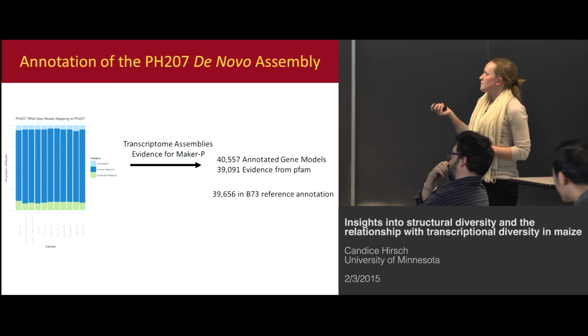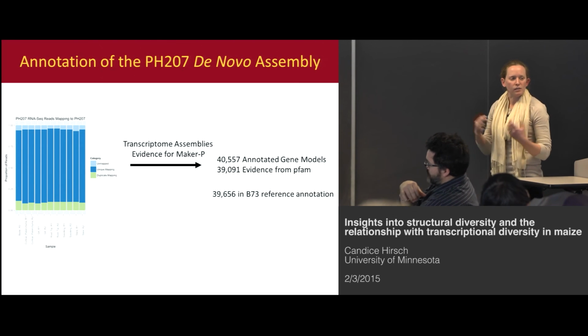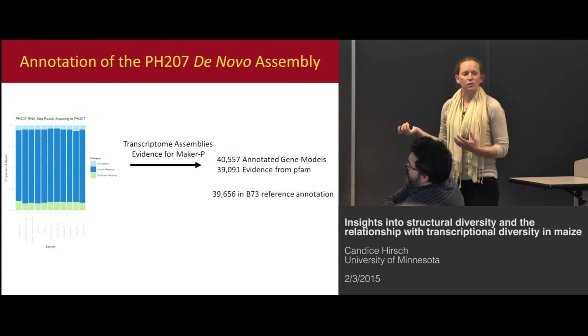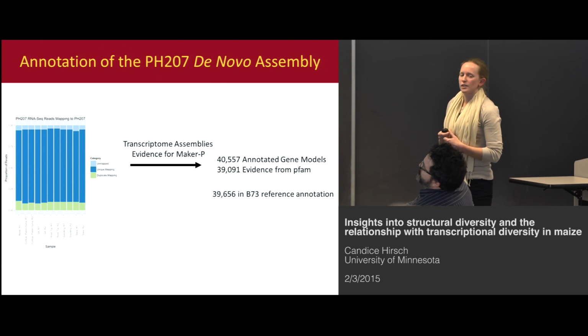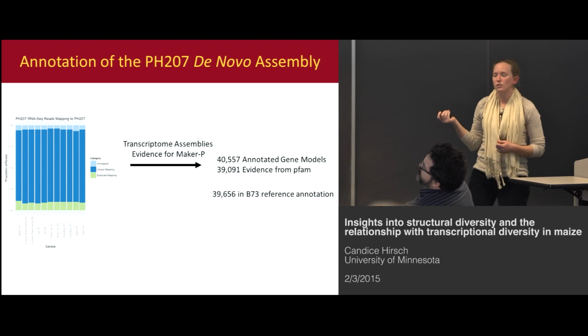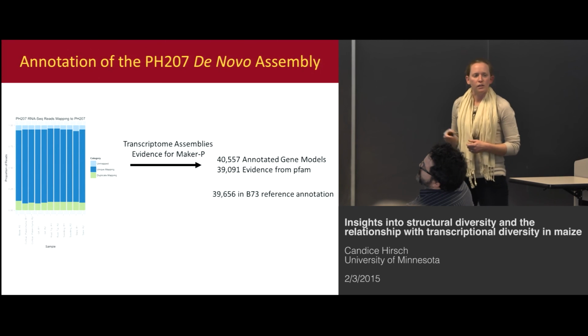Again, just to compare back to B73, to make sure that we aren't wildly off on how many genes we're finding: in B73 in the filtered gene set, there were 39,656 genes, so we're right on the same order of magnitude in terms of number of genes between these two genomes.